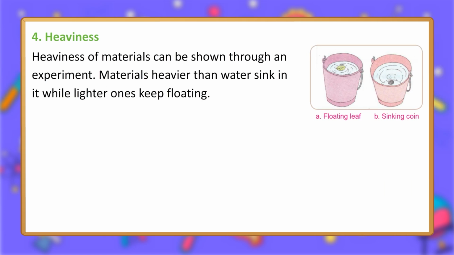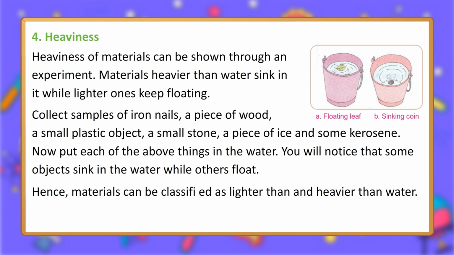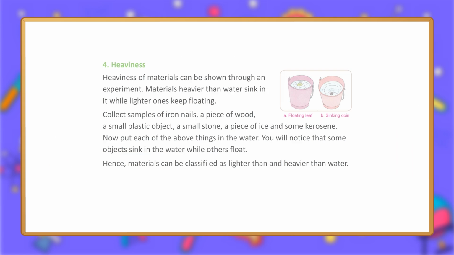4. Heaviness. Heaviness of materials can be shown through an experiment. Materials heavier than water sink in it while lighter ones keep floating. Collect samples of iron nails, a piece of wood, a small plastic object, a small stone, a piece of ice and some kerosene. Now put each of the above things in the water. You will notice that some objects sink in the water while others float. Hence, materials can be classified as lighter than and heavier than water. A. Floating leaf. B. Sinking coin.